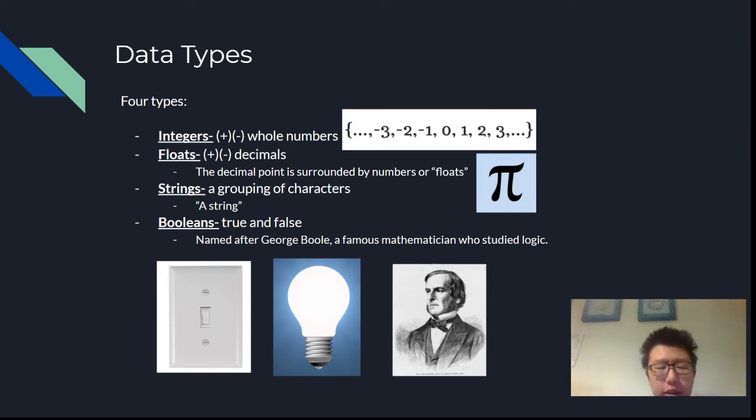Strings are a group of characters such as A, B, and C, or periods or quotation marks, and they're strung together by quotation marks. Booleans represent true and false, like a light switch represents on and off for a light bulb. And it was named after this gentleman here, George Boole, a famous mathematician who studied logic and invented Boolean mathematics, which is mathematics involving true or false statements, and also involving mathematical operations on those statements.